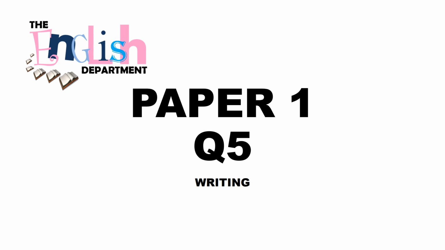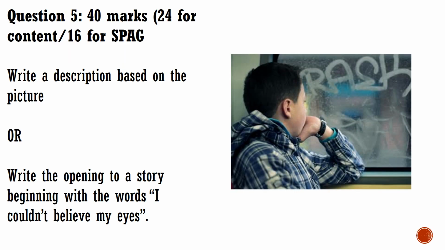Today we're going to be looking at paper 1 question 5, which will ask you to write a description or a narrative. It's worth 40 marks, 24 for content and 16 for your spelling, your punctuation, your grammar. Sentence variety and fancy punctuation, essentially. First, let's be clear about what the examiner is looking for.